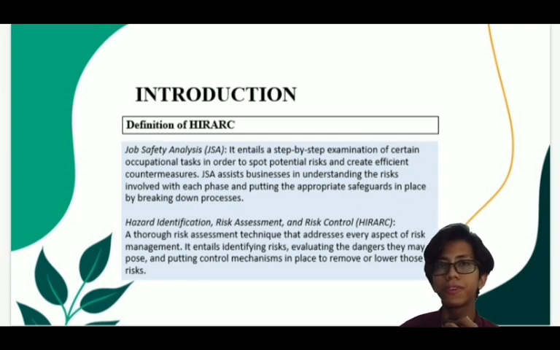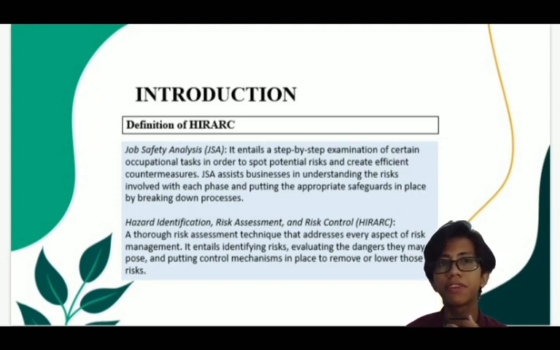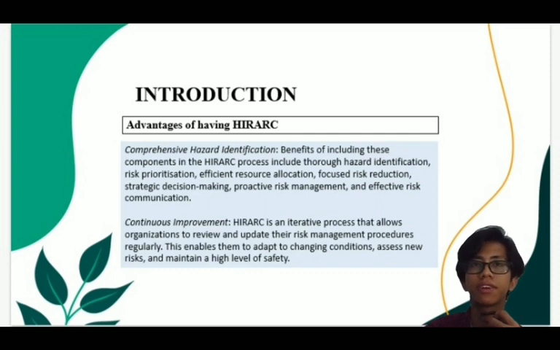JSA, also known as Job Safety Analysis, entails a step-by-step examination of certain occupational tasks in order to spot potential risks and create efficient countermeasures. JSA assists businesses in understanding the risks involved with each phase and putting appropriate safeguards in place by breaking down processes. HIRARC, also known as Hazard Identification, Risk Assessment and Risk Control, is a risk assessment technique that addresses every aspect of risk management. It entails identifying risks, evaluating the dangers they may pose, and putting control mechanisms in place to remove or lower those risks. What are the advantages of having HIRARC?